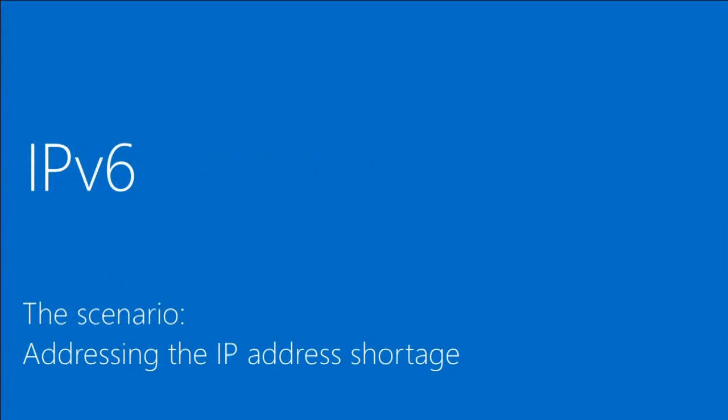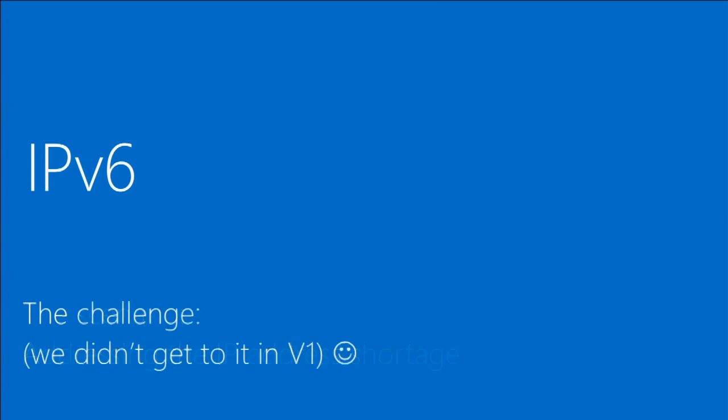We all realize that we're running out of IPv4 addresses, right? This is becoming a huge, huge issue around the world. And the challenge was we really just ran out of time when we were building V1. We realized that people needed it, but we didn't have time to build it in the product. So it's there in V2, and really our solution wasn't complicated. We just had to do the work, right?